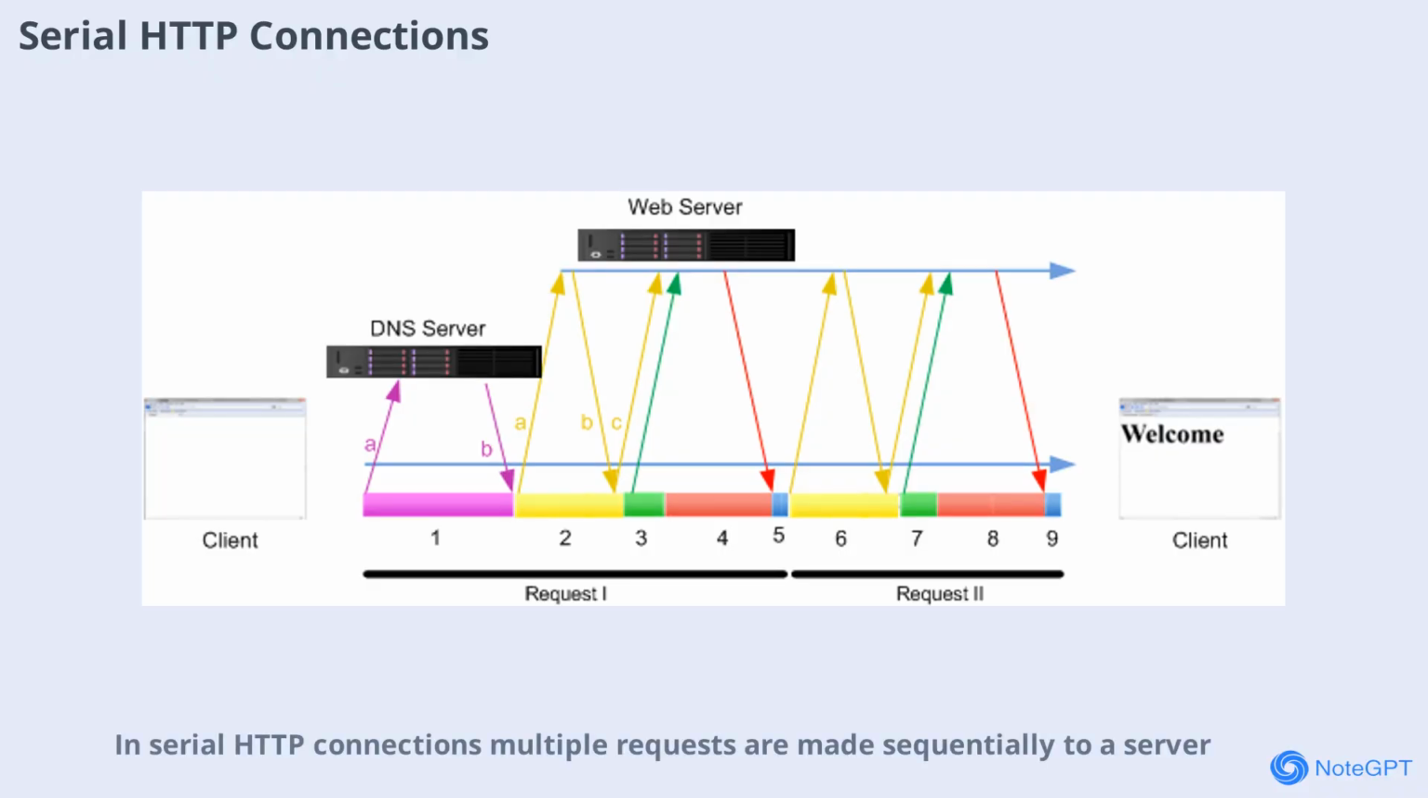With serial HTTP connections, multiple requests are made sequentially to a server, with each request establishing a new connection. For each request, the client performs a DNS lookup, establishes a TCP connection, sends the HTTP request, waits for the server's response, and loads the content. This process repeats for each new request, making it straightforward but potentially less efficient for multiple resources.